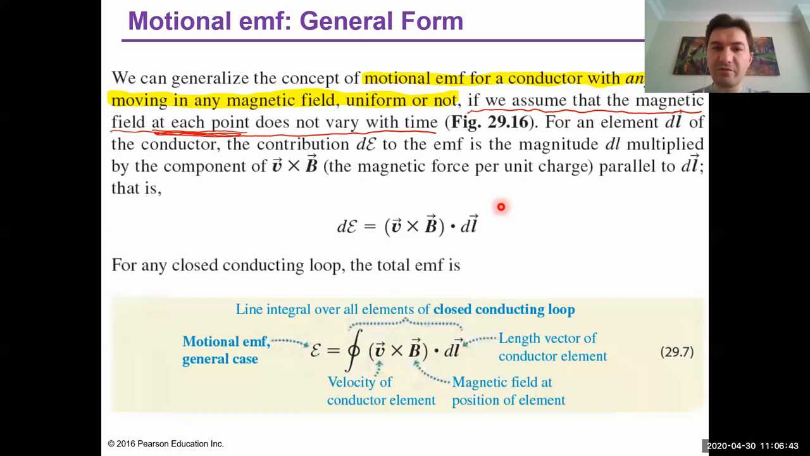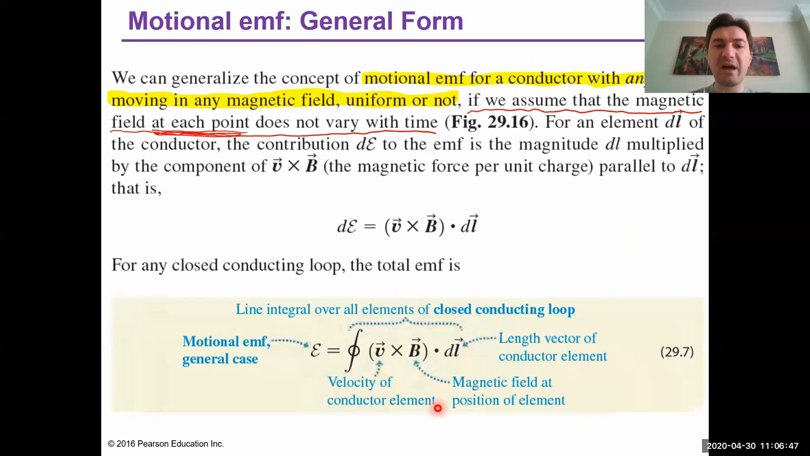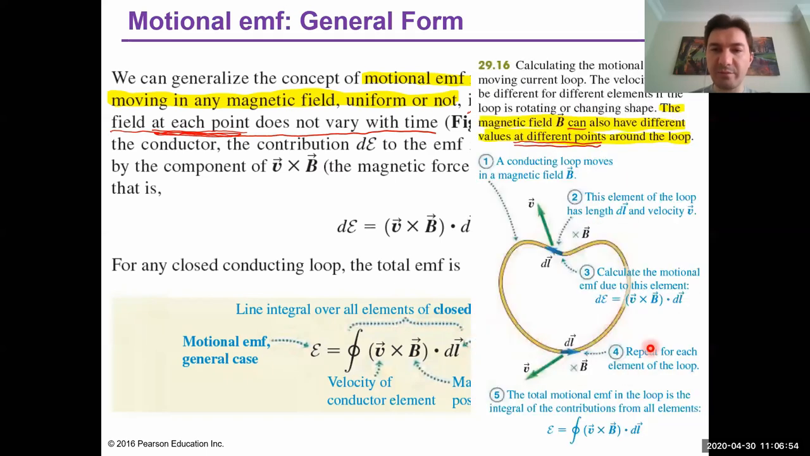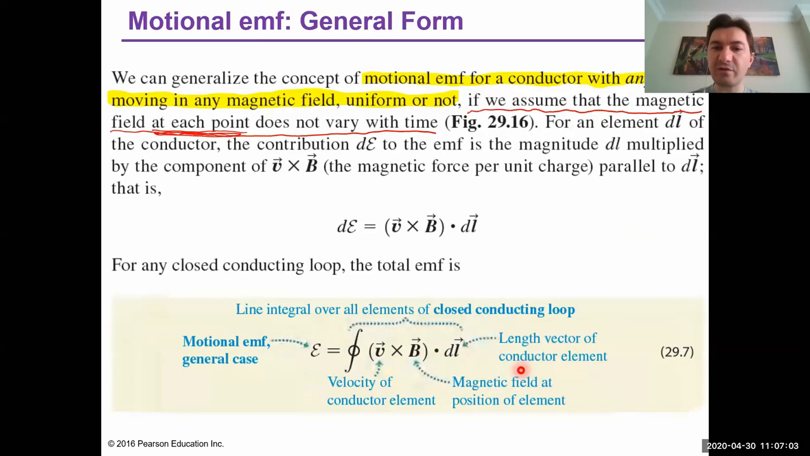So for a complete closed loop, we have that expression: the line integral over all elements of the closed conducting loop, all dl elements. Then we have that equation. This is the length vector of the conducting element. This is the magnetic field at the position of the element. So this is important: the magnetic field at each point does not vary with time.